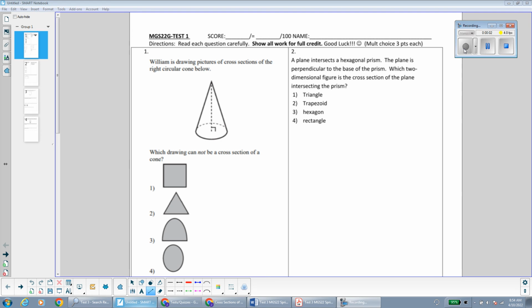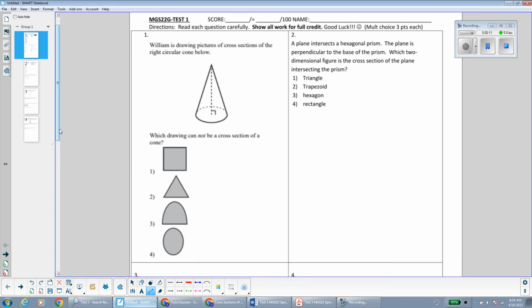In this video, I'm going to be going through test number 3, which was on the 3D unit. In question number 1, it's asking us which drawing cannot be a cross-section of a cone. From the base, we see that we can get a circular part, so I'm going to cross that one out.